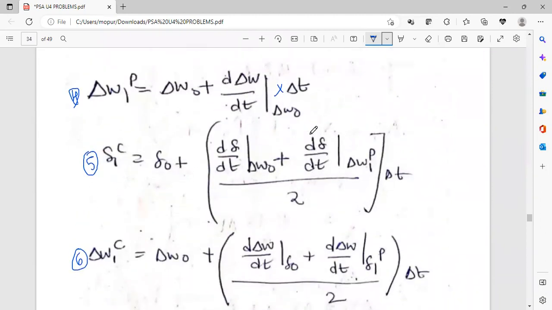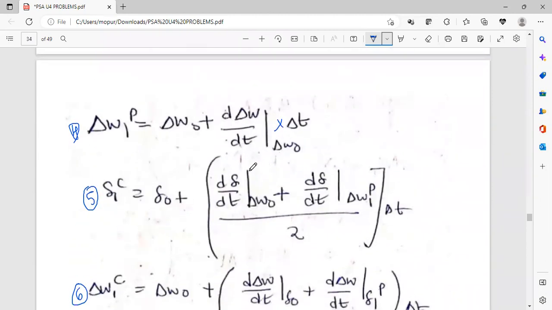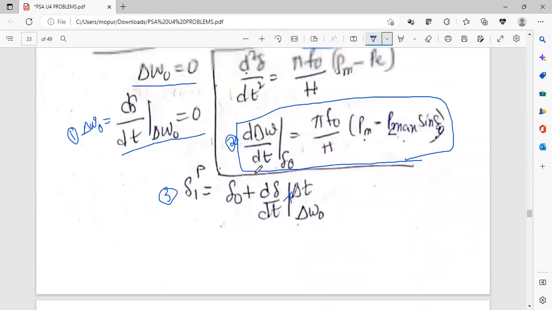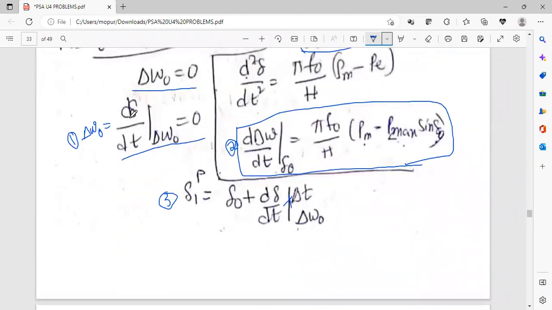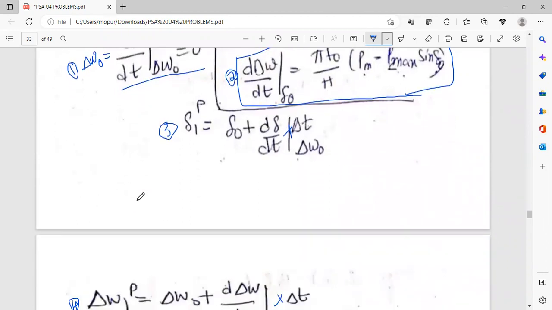See here. The first formula is this one. Del omega naught is equal to... Otherwise, simply you can write this as: the first formula is del omega naught, which is d del by dt, which is equal to d del by dt. Then the second formula is, this is the first formula.